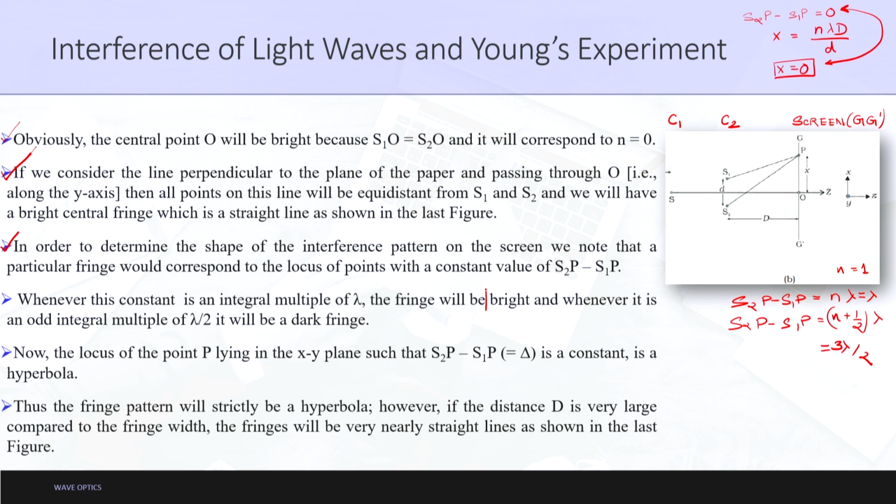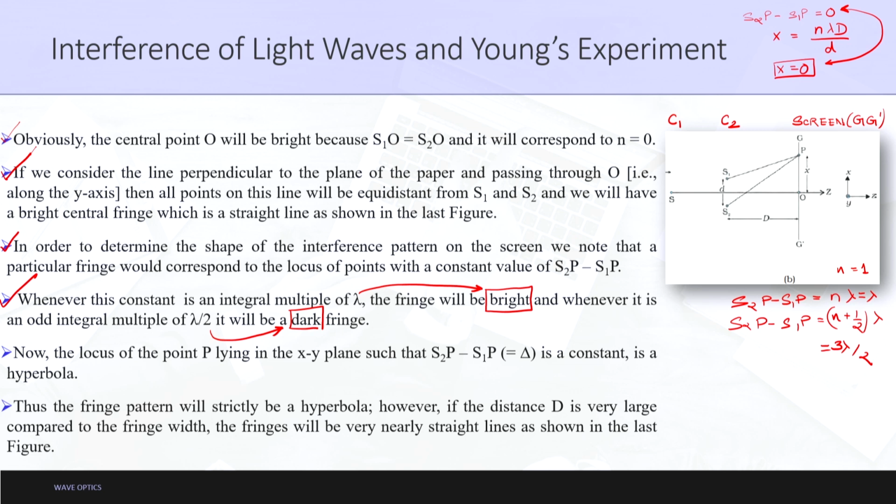Please remember these concepts. And whenever it is an odd integral multiple of lambda by 2, it will be dark. So this is already explained to you.